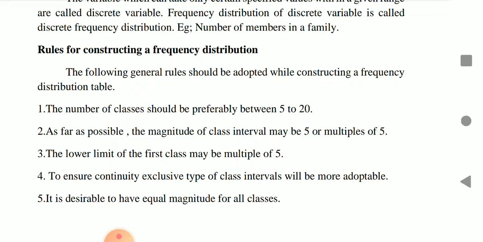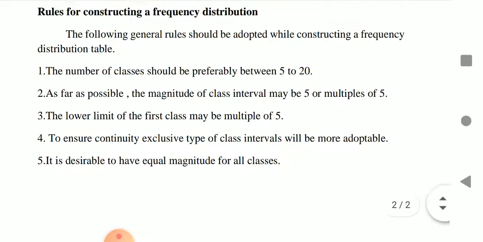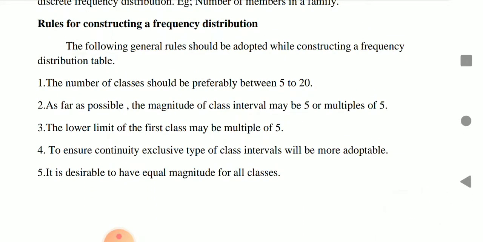ഓക്കെ, സെയിം ക്ലാസ് ഇൻ്റർവൽസ്. അൺഈക്വൽ ക്ലാസ് ഇൻ്റർവൽസ് ഫ്രെയിം ചെയ്യുന്നത് പരമാവധി ഒഴിവാക്കുക. ഈക്വൽ ക്ലാസ് ഇൻ്റർവൽസ് ഫ്രെയിം ചെയ്യുക. ഇപ്പോൾ ഓരോ ക്ലാസ്സിനും 10 ക്ലാസ് ഇൻ്റർവൽ വെച്ച് ക്ലാസ് ഫ്രെയിം ചെയ്യുക. ഓക്കെ, these are the points that should be kept in mind while preparing a frequency table. അപ്പോൾ പോയിന്റ്സ് ഒക്കെ നോട്ട് ചെയ്ത് പഠിക്കാം. ഓക്കെ.